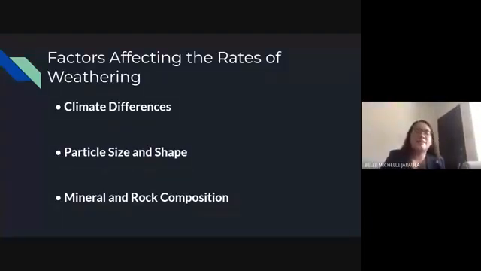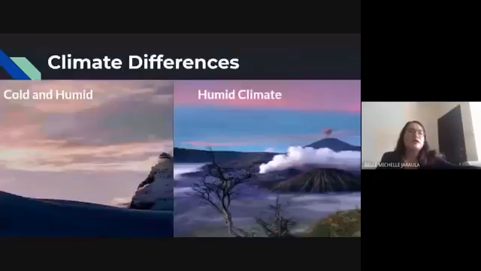Number two is particle size and shape. Some particles that can cause weathering are small, some are big. This is what particle size and shape means. Then number three is mineral and rock composition. Some minerals are very resistant to weathering because they are very hard. That is the right term. They do not weather easily. So these are the three factors affecting weathering.